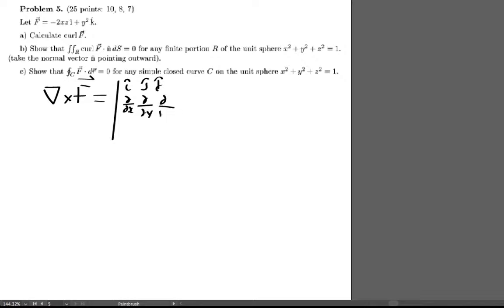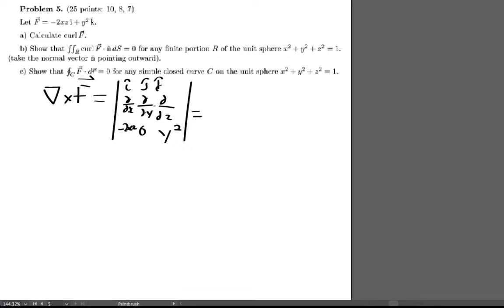I normally call it as partial d. And in here it's going to be the vector that you have, minus 2xz, and that's y squared. And so you want to compute the determinant of this entire thing, which is totally not numbers, but yeah.